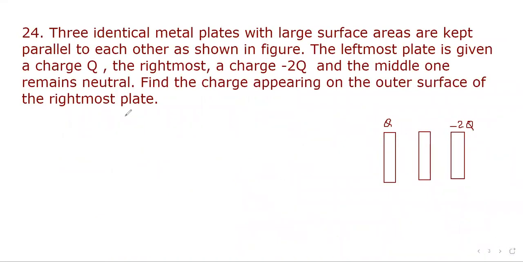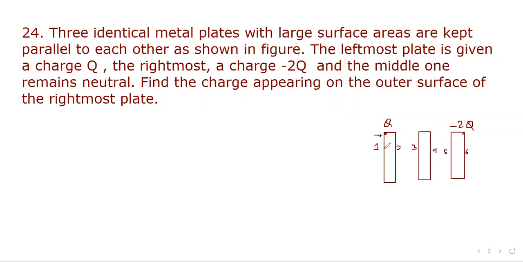Now, let's go to next question. Question number 24. Three identical metal plates with large surface areas are kept parallel to each other as shown in figure. The leftmost plate is given a charge q and the rightmost a charge minus 2q, and the middle one remains neutral. Find the charge appearing on the outer surface of the rightmost plate. So as per rule, the outer surfaces, like suppose we write it 1, 2, 3, 4, 5, 6.